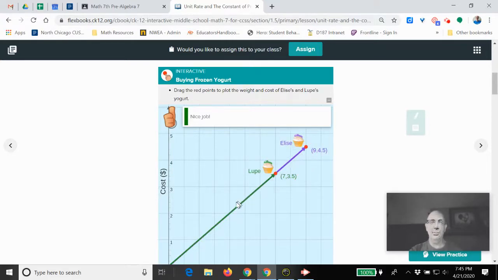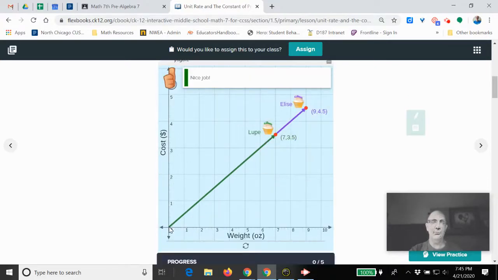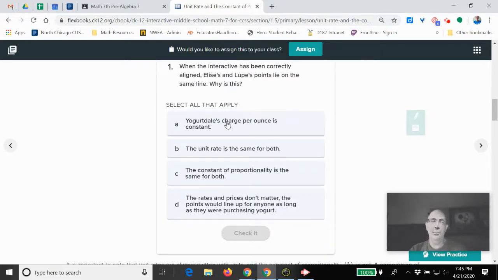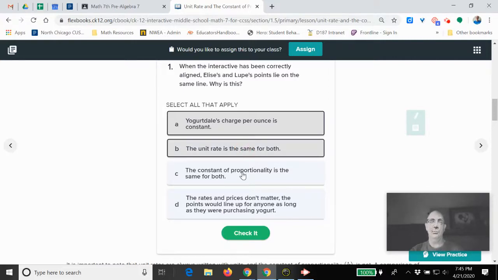Notice how the lines are straight and they go through the origin. They are proportional. So if you buy more yogurt, then you pay more money. Simple. Elise's and Lupe's points are on the same line. Why? Because the charge per ounce is constant. The unit rate is the same. The constant of proportionality is the same.